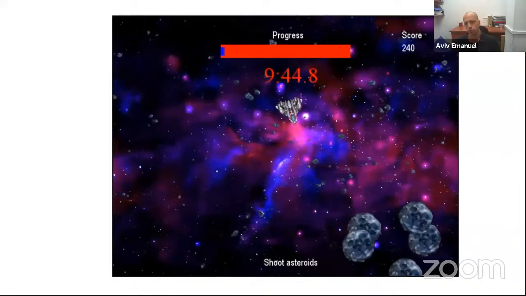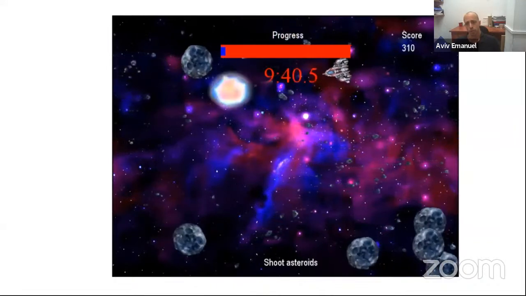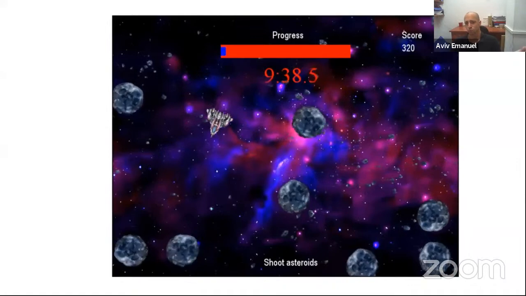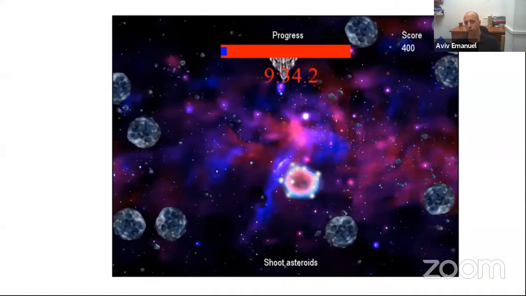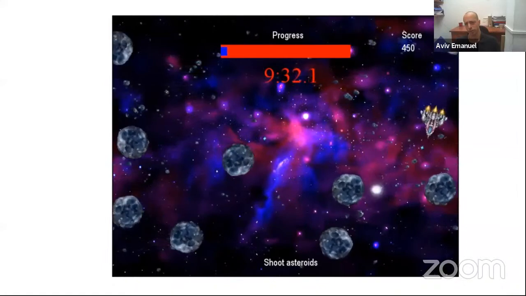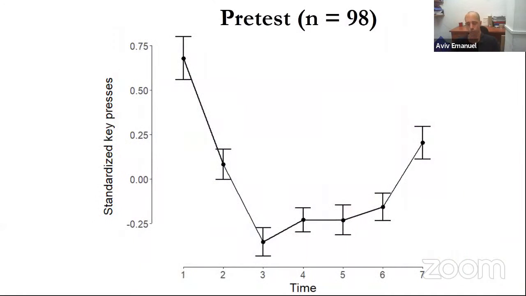Now, participants' goal is to achieve as many points as possible, because they will get a monetary reward if they reach a certain criterion. The criterion was unknown to them, and we just told them whether they reached it or not at the end of the experiment. So I jumped a little bit ahead.